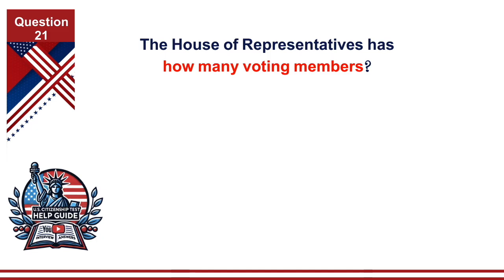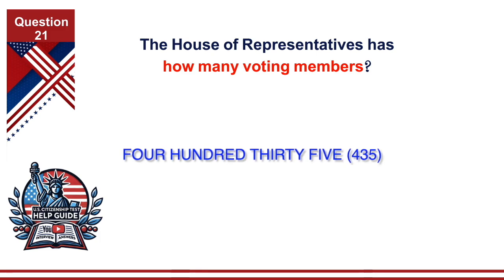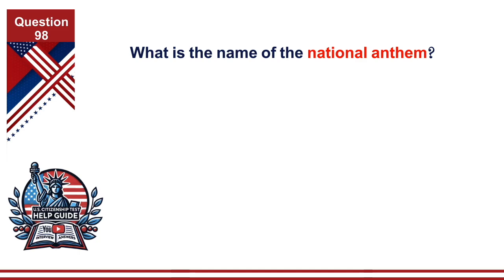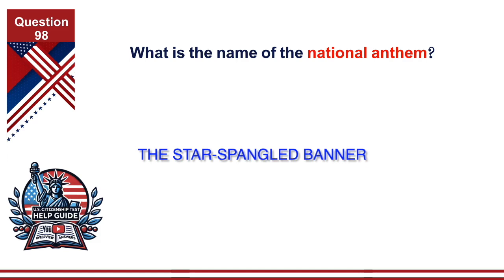The House of Representatives has how many voting members? 435. Who is in charge of the executive branch? The President. What is the name of the national anthem? The Star-Spangled Banner.